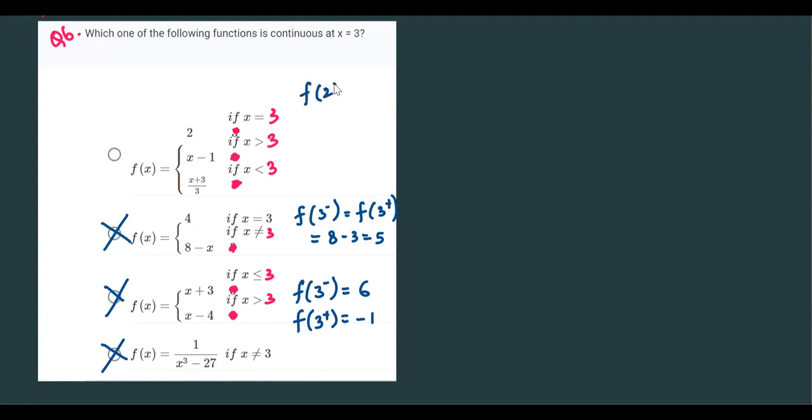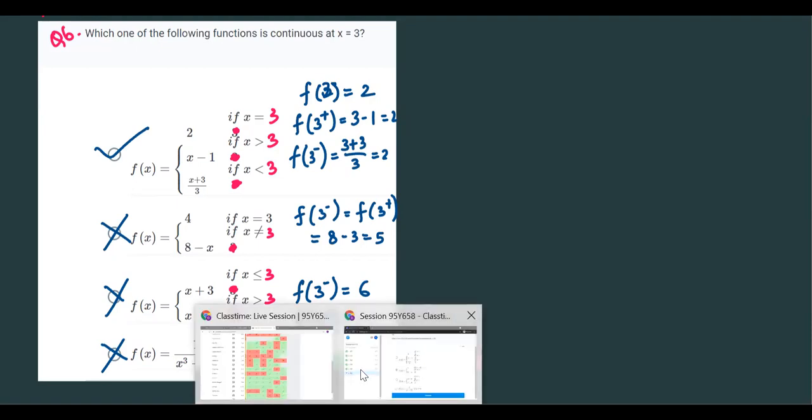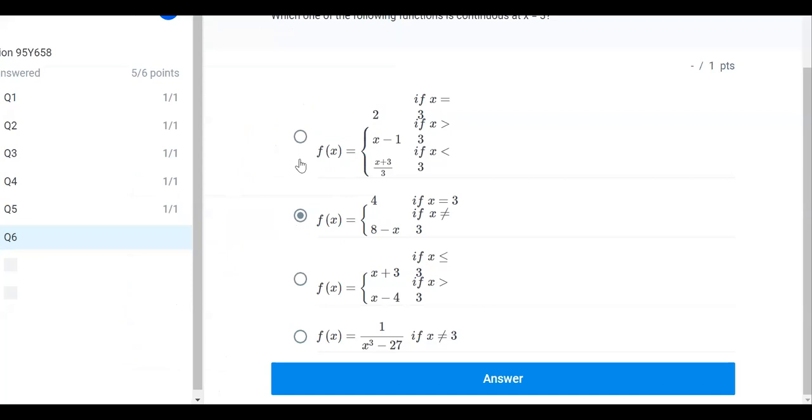Look at this. F of 3 is equal to 2. Now f of 3 plus is x minus 1, so 3 minus 1 is equal to 2. F of 3 minus is 3 plus 3 by 3, which is 2. So function value, right hand limit and left hand limit are equal. So this is the correct option. A is the correct option.